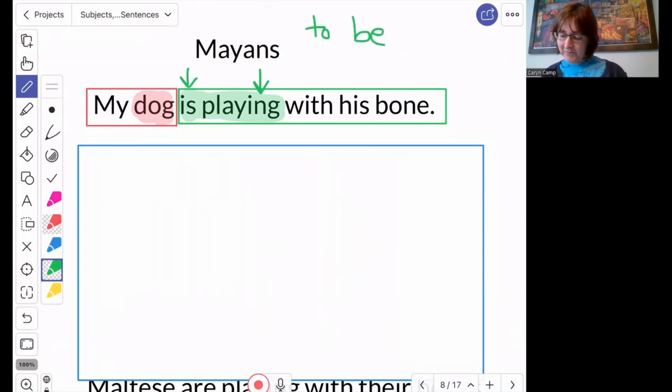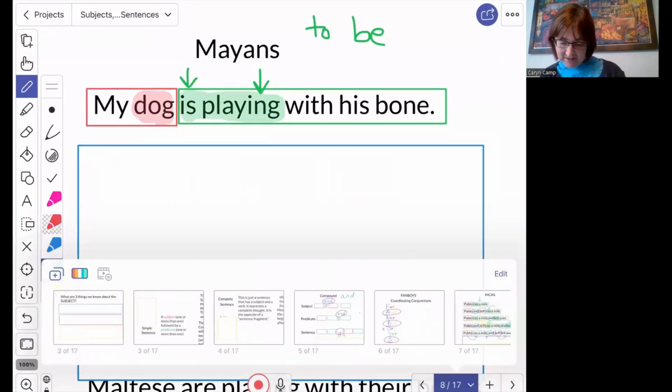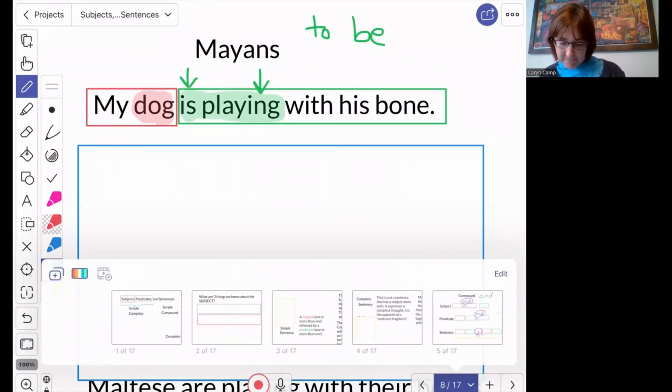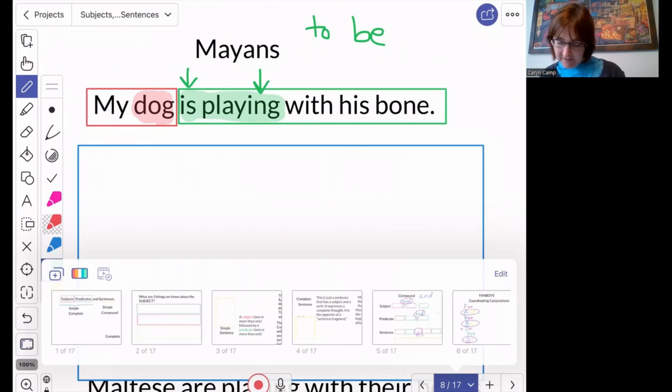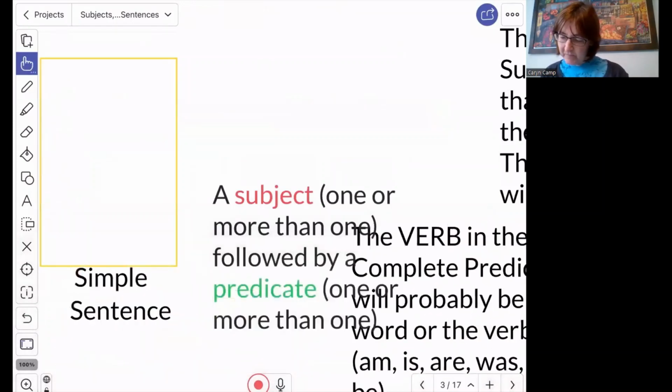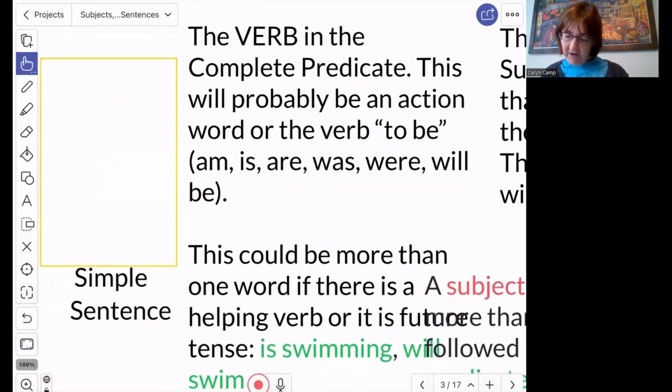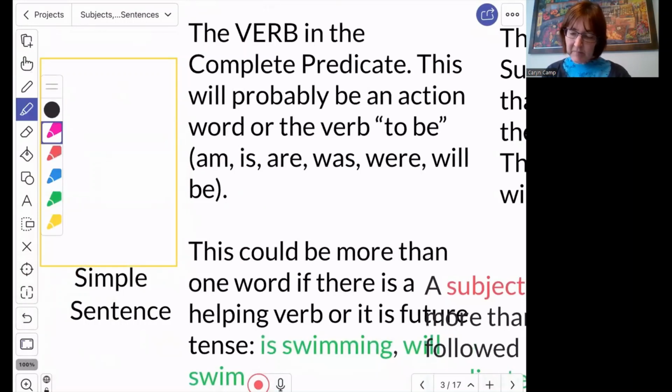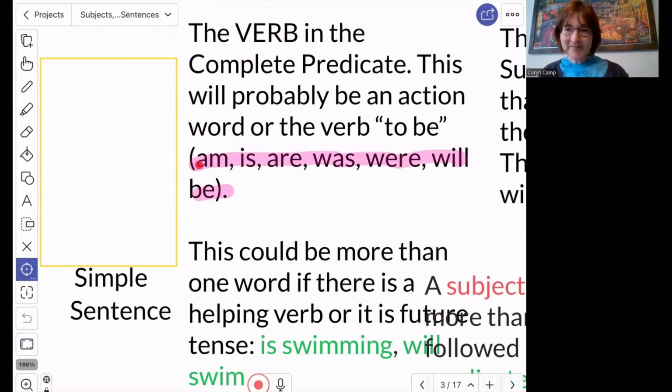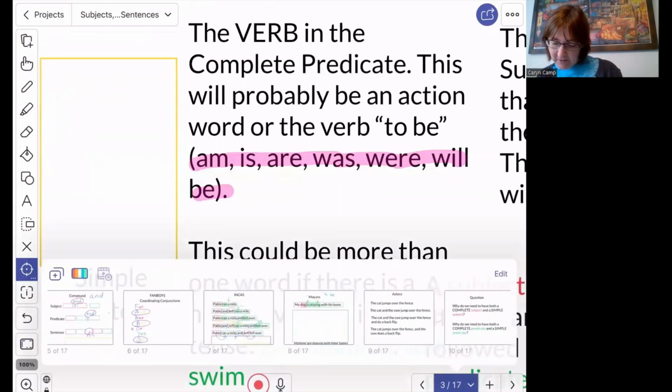Let's say those again. Let me see if I can find our list. I think it was on this page. Here it is. All right, let's say these together. I'll say them first. Okay, my turn, your turn. Am, is, are, was, were, will, be. Your turn. I'll say it with you. Am, is, are, was, were, will, be. Will be is one verb. It's a two-word verb. All righty, so where were we with the Mayans?